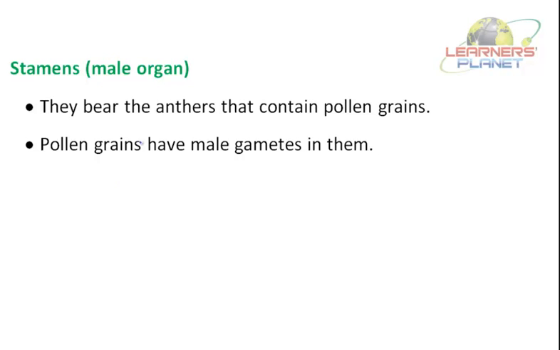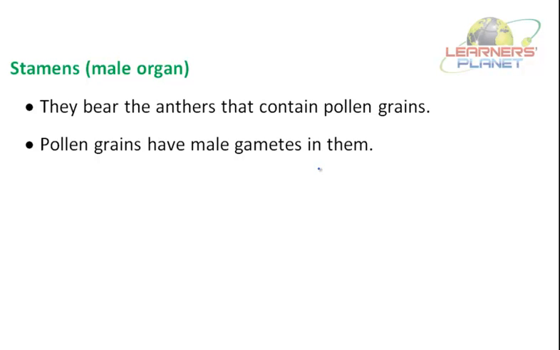Yes, stamens are considered as the male organs in a complete flower. They bear the anthers that contain pollen grains, and pollen grains have male gametes in them. Students, the stamen is like little stalks with swollen tops just inside the ring of the petals in a flower. Stamen is the male reproductive organ of the plant, and it produces pollen grains. The stamen is made up of two parts, a filament and an anther, which we saw right now.